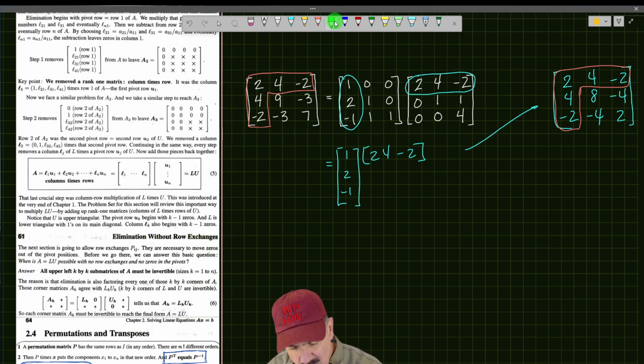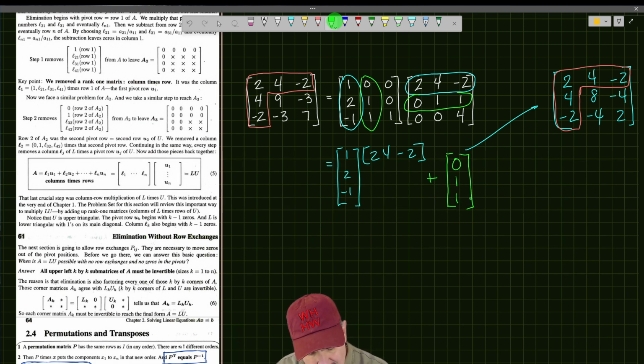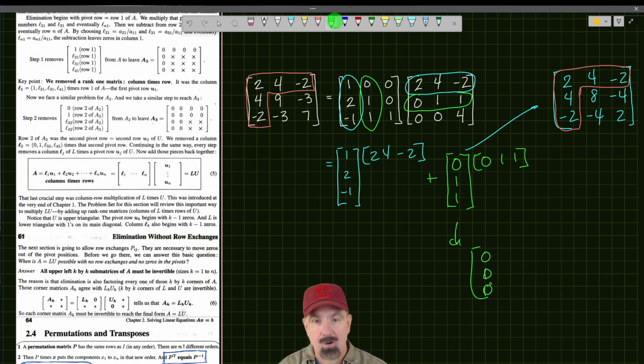Then what we do is we add in the next rank 1 matrix. The next rank 1 matrix is the product of the second column of L and the second row of U. So we're adding 0, 1, 1 along with 0, 1, 1. And that, again, let me just point out what that is. This is going to be 0, 0, 0 because it's multiplied by 0. Then it's 0, 1, 1. And then it's 0, 1, 1.